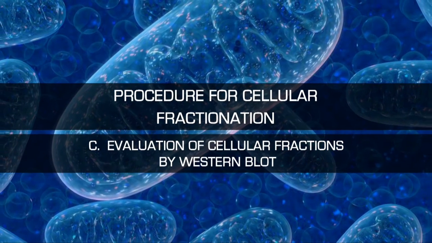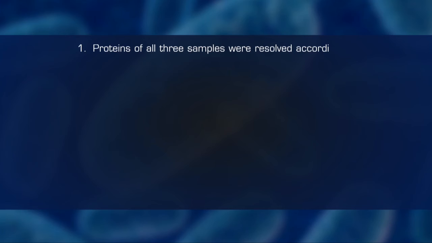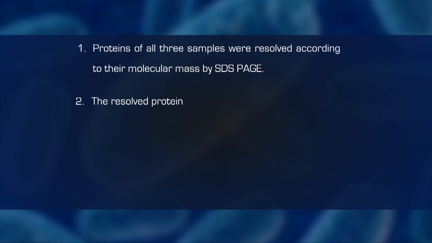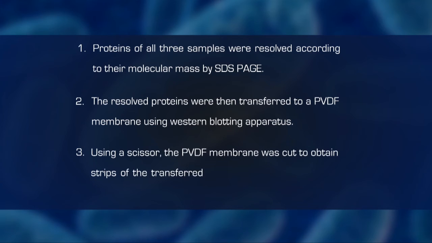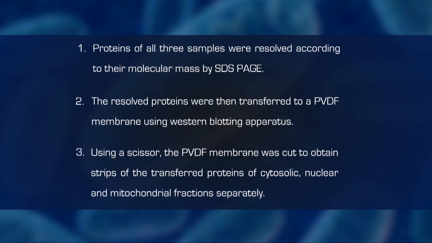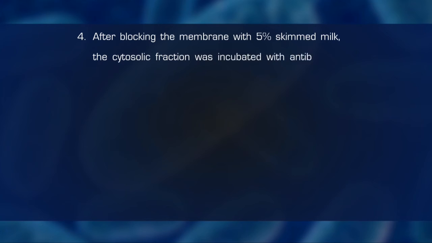Now, for evaluation of the cellular fractions by Western blot, first, proteins of all three samples were resolved according to their molecular mass by SDS-PAGE. The resolved proteins were then transferred to a PVDF membrane using Western blotting apparatus. Next, using scissors, the PVDF membrane was cut to obtain strips of the transferred proteins of cytosolic, nuclear, and mitochondrial fractions separately.